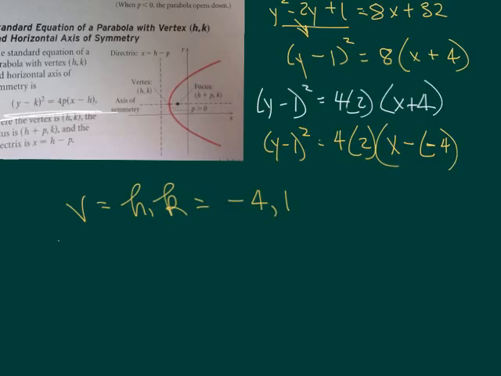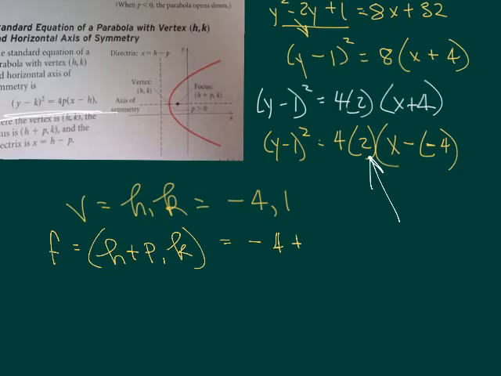My focus is going to be, let's write out the formula, h plus p, k. So I said my h is negative 4. My p-value is this right here. So that's a 2. So there's my h, k, or my focus, which then is going to be negative 2, 1.